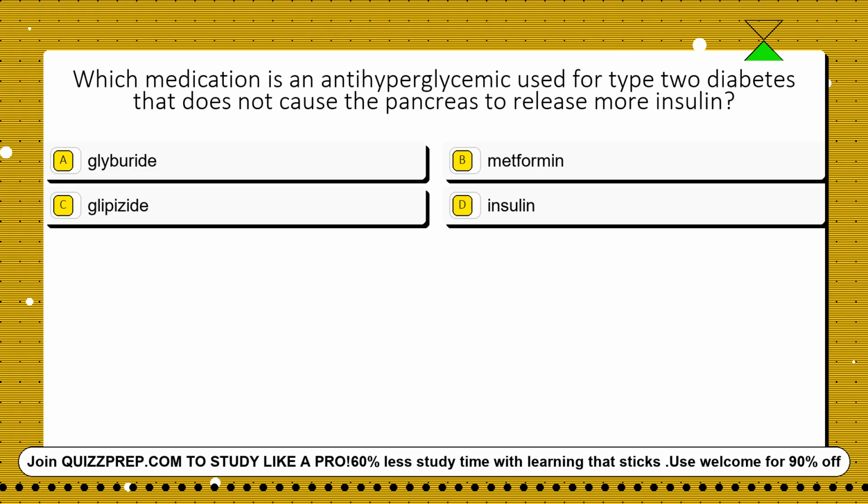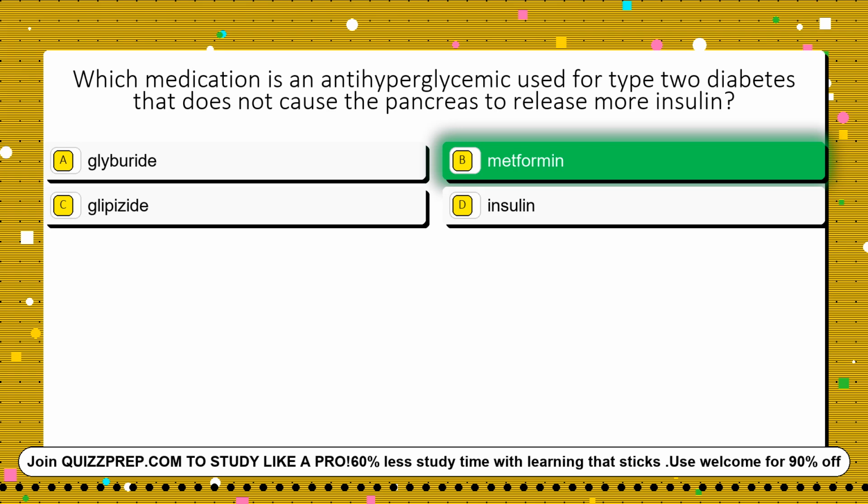Question 82. Which medication is an anti-hyperglycemic used for type 2 diabetes that does not cause the pancreas to release more insulin? Option A. Glyburide. Option B. Metformin. Option C. Glipizide. Option D. Insulin.